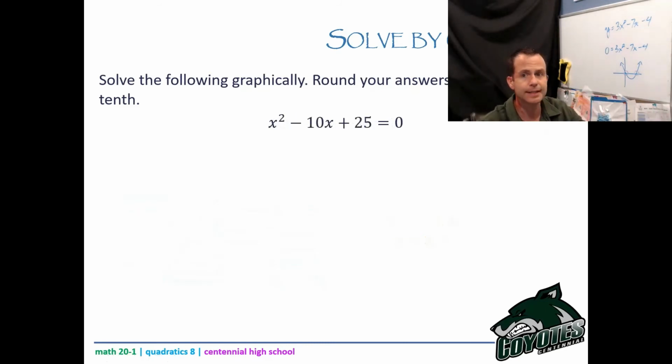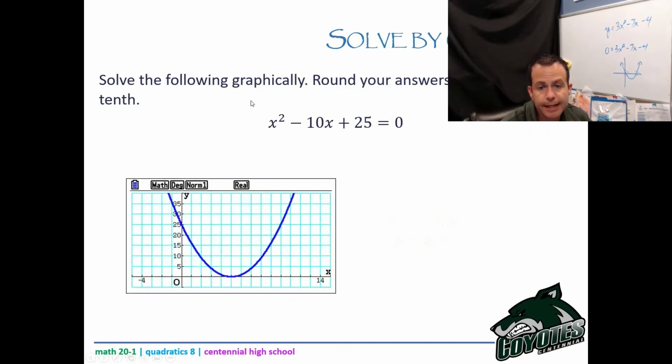x squared minus 10x plus 25 equals 0. So pause me and do it yourself. Okay, here's the picture you should have gotten. Okay, again, I've already adjusted the window settings, so don't get freaked out if you don't see it exactly my way. I've gone from -5 to 15 in the x, and I've gone from -5 to 40 in the y. Okay, and then we see one solution here at x equals 5.